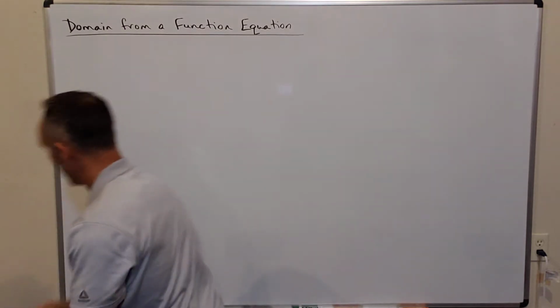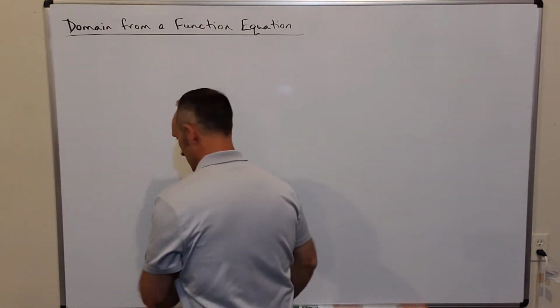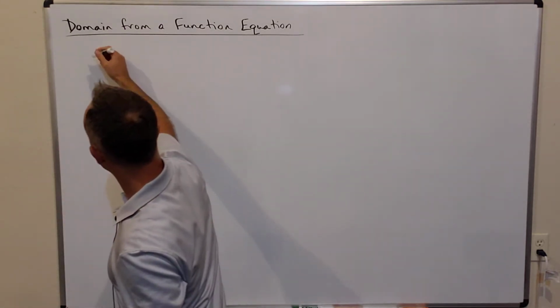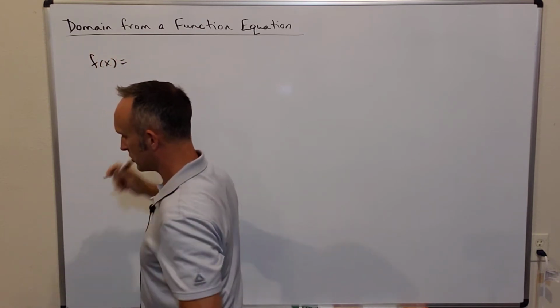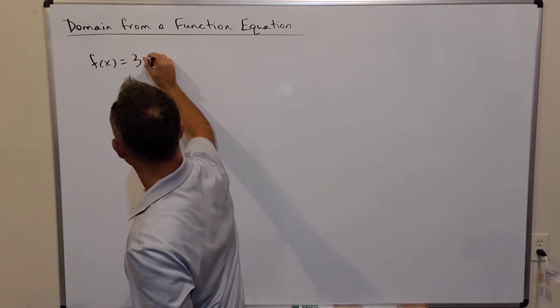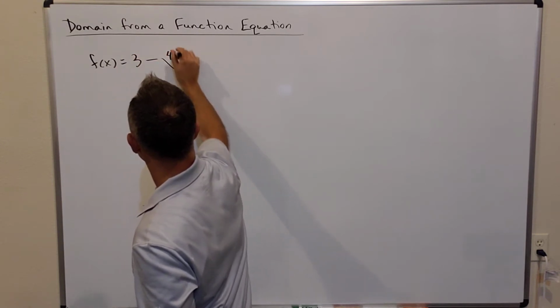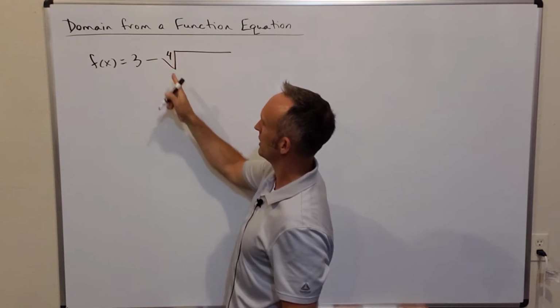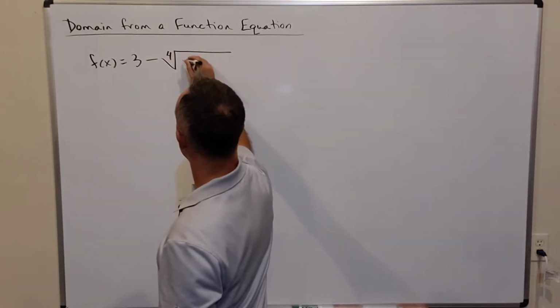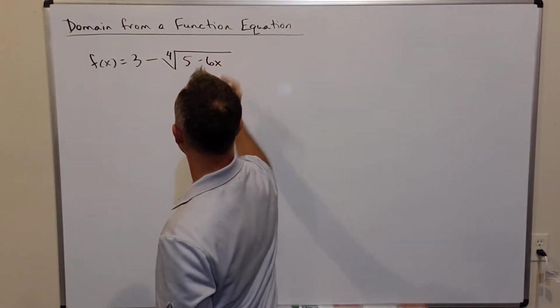So the next example is f of x, we're still finding domain, still the same instructions, equals 3 minus the 4th root, make sure you put your 4 in the crevice of your radical here, it means 4th root, of 5 minus 6x.